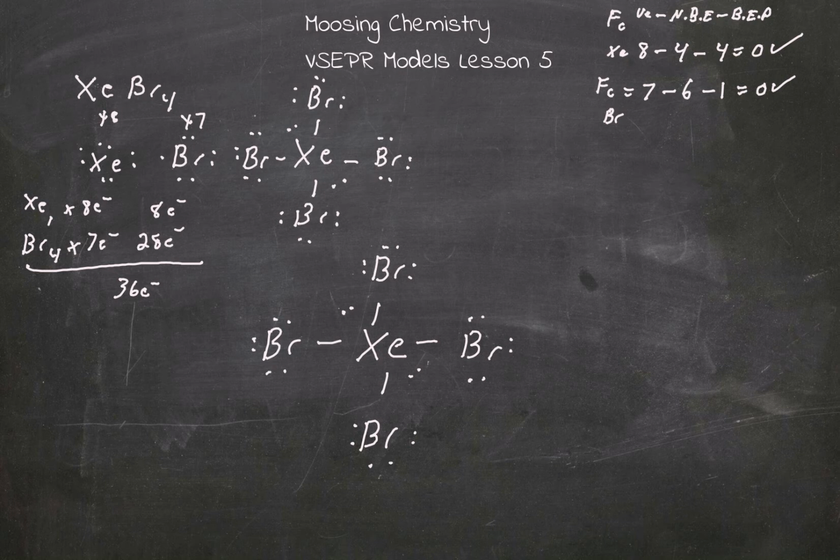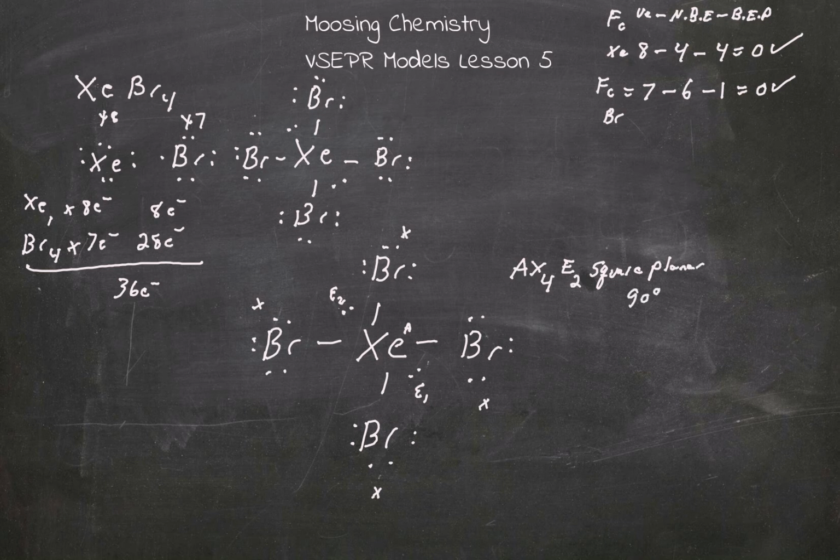So what we want to know is what is this structure's Vesper model? So our Xe is our core, so we get an A there. We have an X1, X2, X3, X4. This is going to be E1, and this is going to be E2. So this would give me AX4E2. Now, AX4E2 is going to be a square planar, and you don't really see a lot of these, and it has a 90-degree angle.